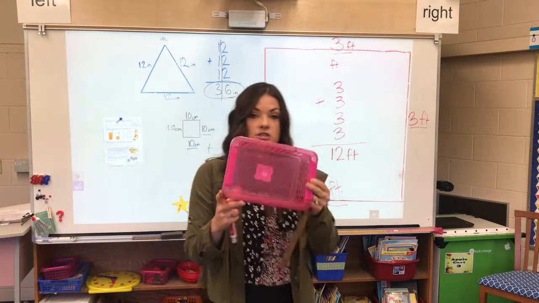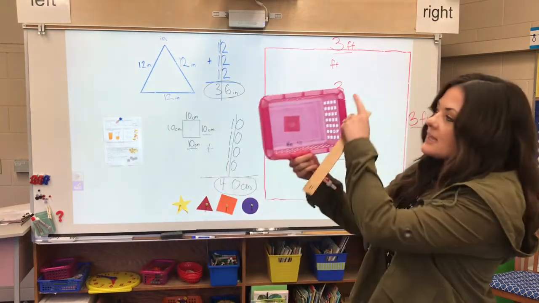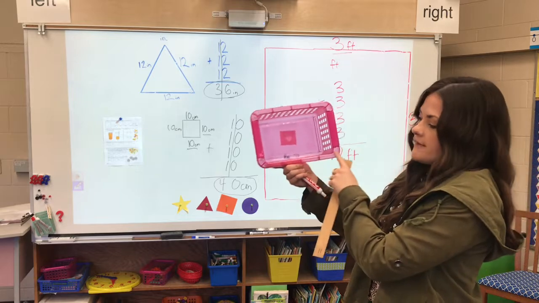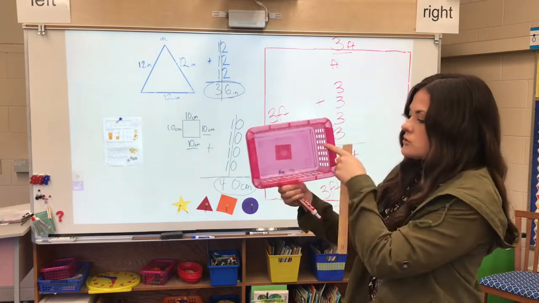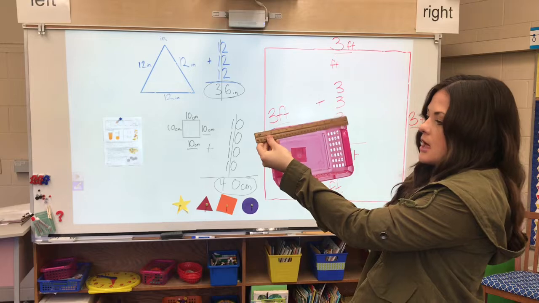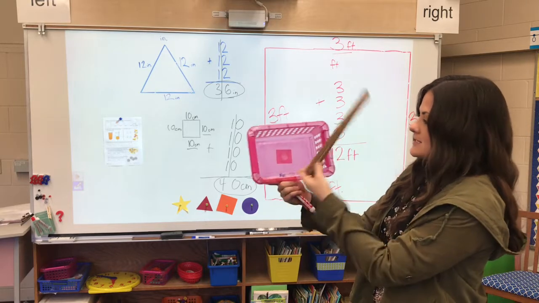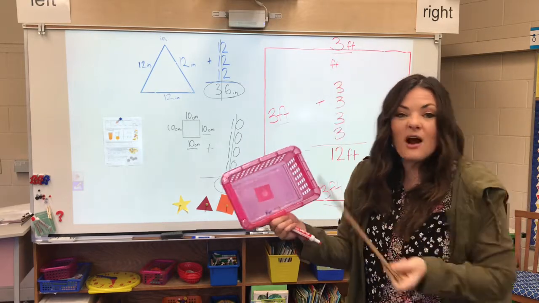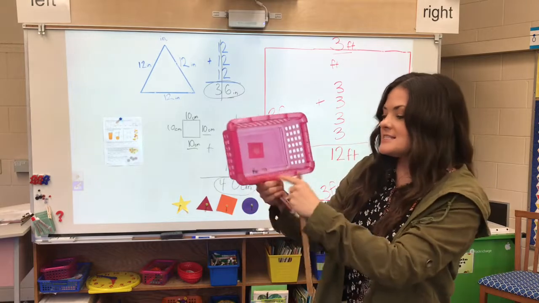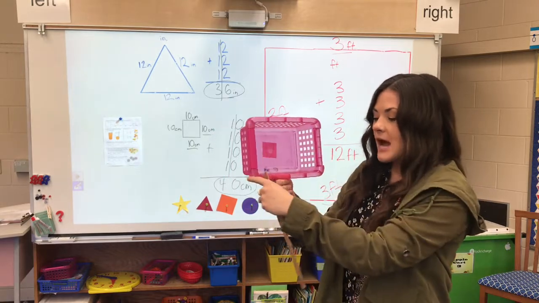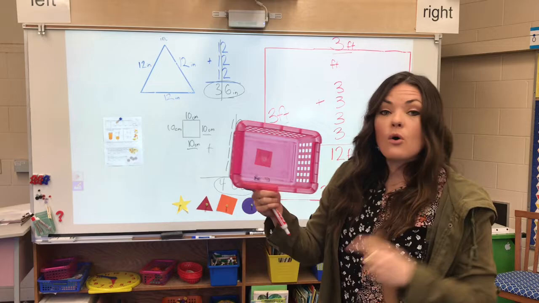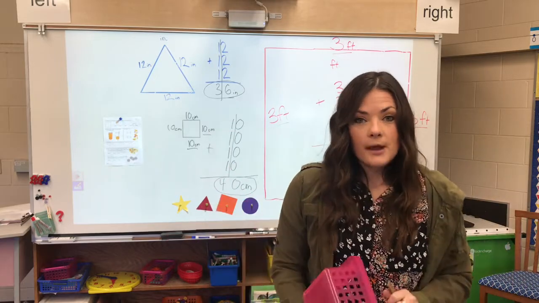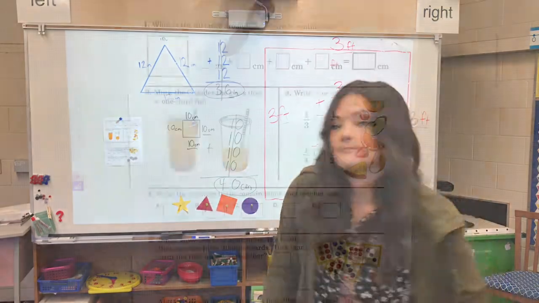If I look at my basket here, my basket is a rectangle. I have 2 longer sides, 2 shorter sides. I could use my ruler and measure around the outside of my object to figure out what the perimeter is. What is the distance around the sides of my shape? So you're going to do that today. Let's take a look at our paper real quick and go over a few things.